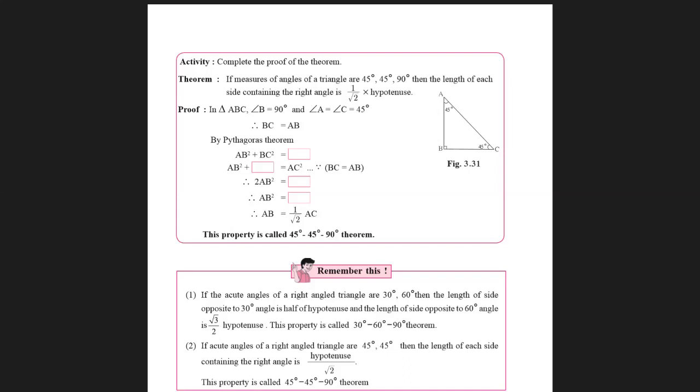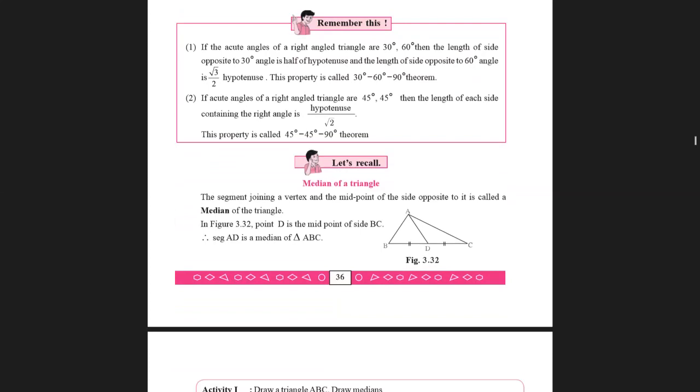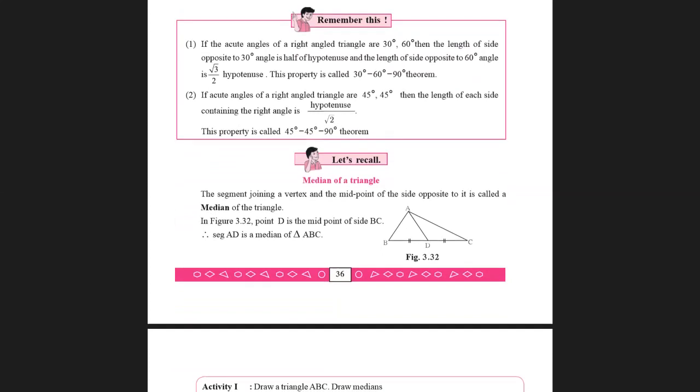That means the side opposite to 45 degrees is 1 by root 2 times the hypotenuse. So this is how we prove 45, 45, 90 degree triangle theorem. So remember these points, what we have done just now is summarized. If acute angles of a right angle triangle are 30 degrees, 60 degrees, then the length of the side opposite to 30 degrees is half of the hypotenuse, and the length of the side opposite to 60 degrees is root 3 by 2 times the hypotenuse. So the property is called 30, 60, 90 degree theorem.